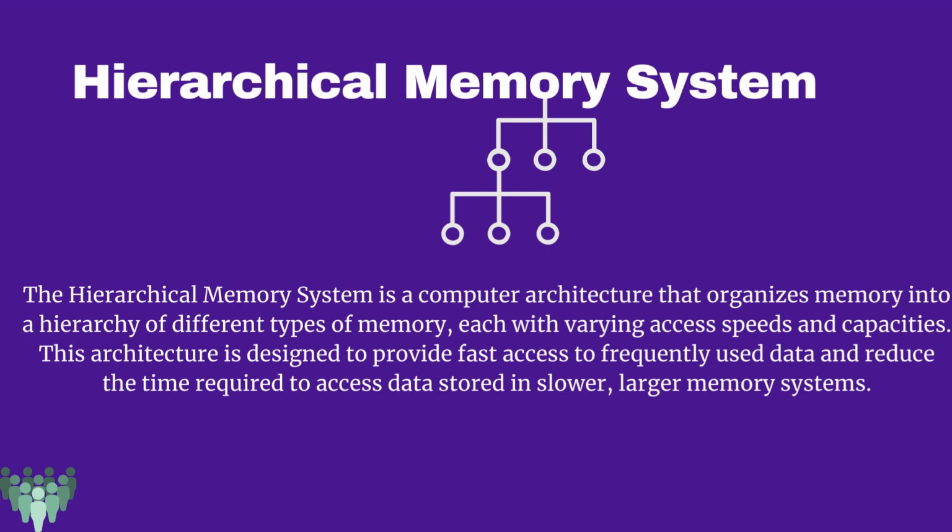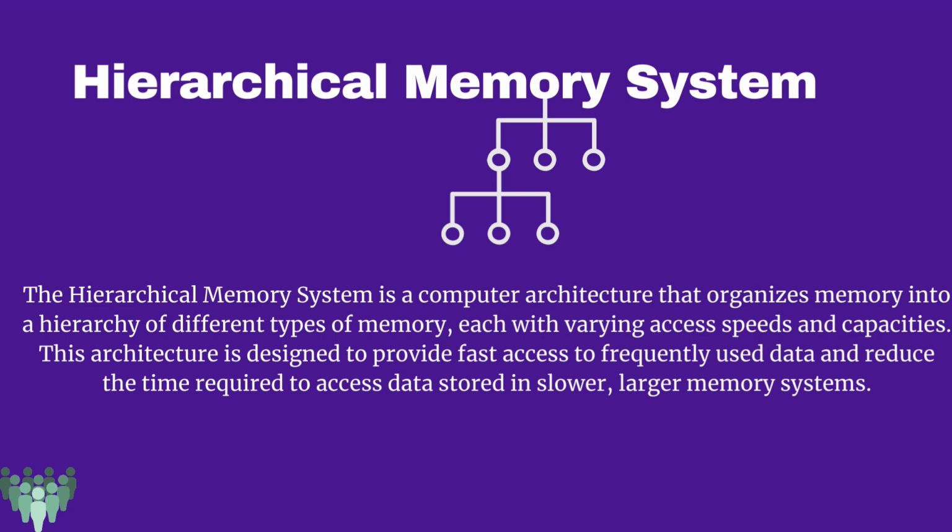The Hierarchy Memory System is a computer architecture that organizes memory into a hierarchy of different types of memory, each with varying access speeds and capacities. This architecture is designed to provide fast access to frequently used data and reduce the time required to access the data stored in the slower, larger memory systems.